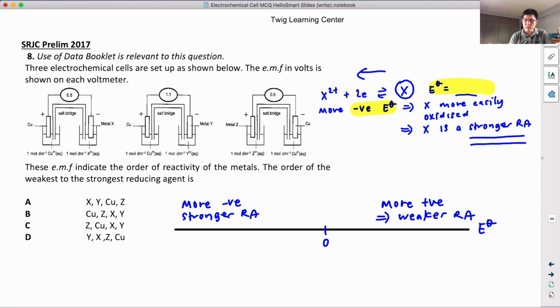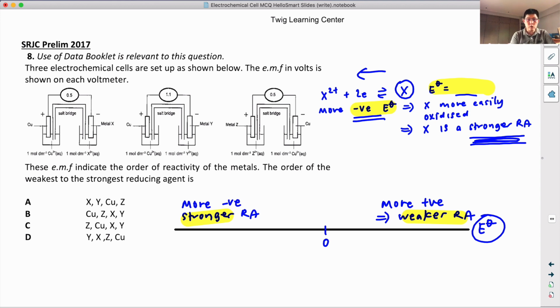So we're going to look out for things like that. Remember, the more negative the value, the metal is a stronger reducing agent because it's more easily oxidized. I already drew a real number line here, and this number line represents the electropotential. The ones on the right hand side are the weaker reducing agents. The ones on the left hand side are the stronger reducing agents because it's more negative, isn't it? Okay, so let's look at the table.